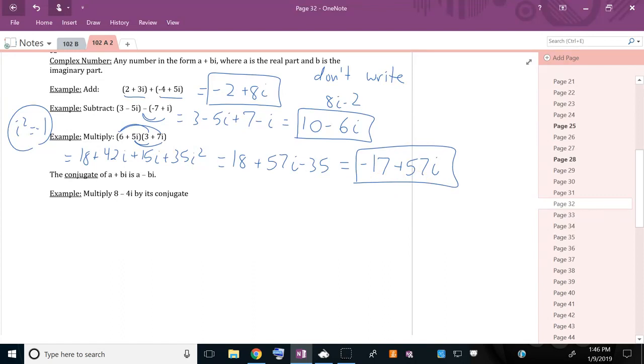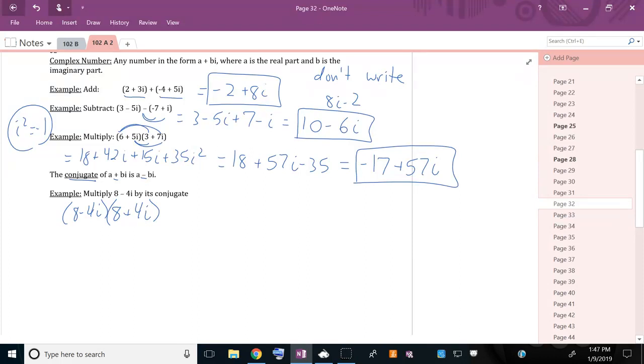Now, we do want to know this term conjugate. The conjugate of a plus bi is a minus bi. So the sign in the middle changes, however the sign out front is the same. So if I've got 8 minus 4i, its conjugate is 8 plus 4i. Again, the sign in front's the same, it's only the sign in the middle that's opposite.